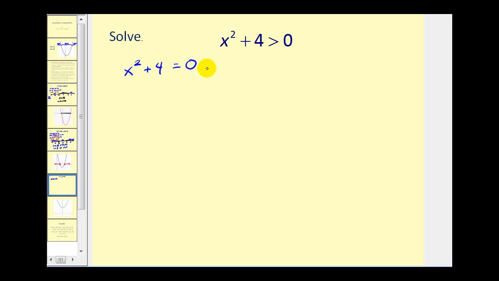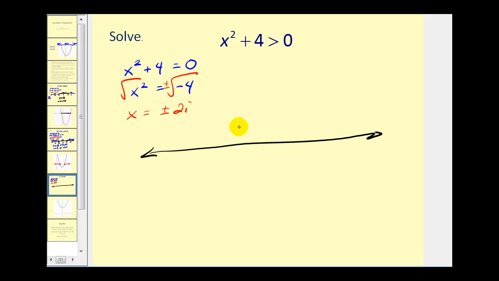This one is not factorable, but we could isolate the x squared and extract the square roots or take the square root of both sides. We'd have x equals plus or minus, well, this would be 2i, which is not a real number. Now this is kind of a special case. There are no real numbers where this is equal to 0, so there are no values to divide up the number line. So what that means is we have to pick at least one number on the number line and test it to see if it's true or false.